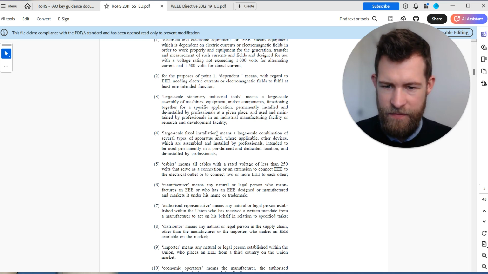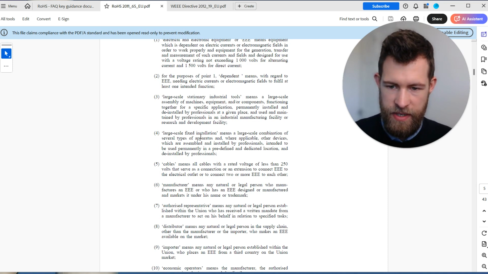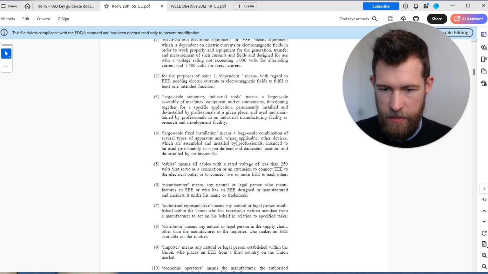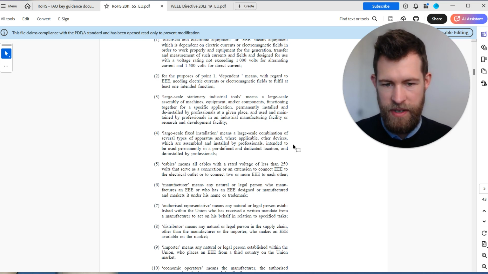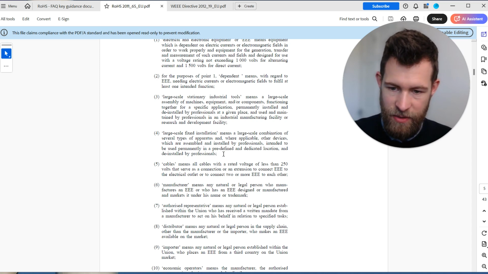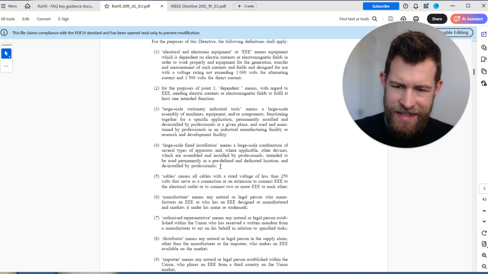A large-scale fixed installation means a large-scale combination, again, several pieces of machinery, so several types of apparatus, and where applicable other devices, which are assembled and installed by professionals, intended to be used permanently in a predefined and dedicated location and deinstalled by professionals. But we could say potentially that this is still a bit vague.